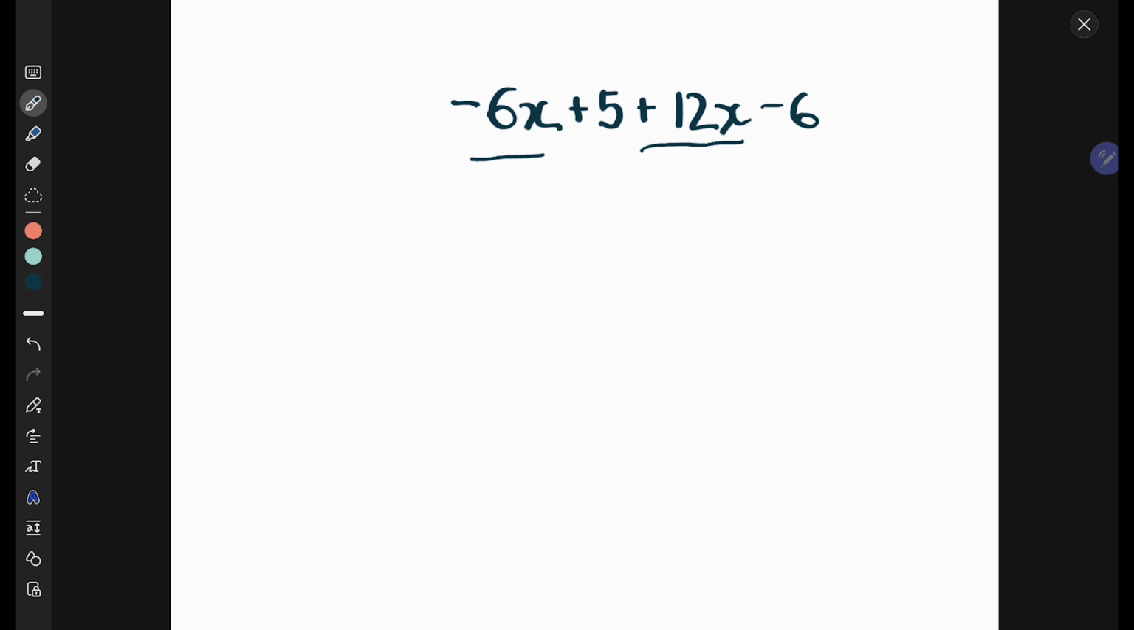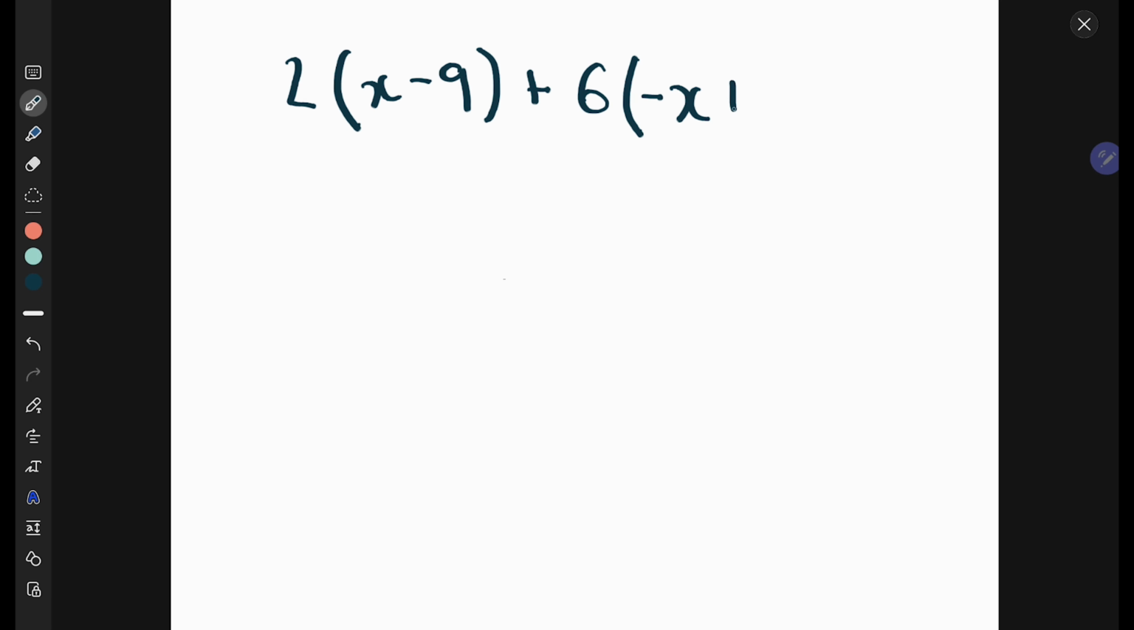So minus 6x plus 12x is 6x, and plus 5 minus 6 is minus 1. So minus 6x plus 5 plus 12x minus 6, when simplified, is 6x minus 1. Let's try another one, shall we?